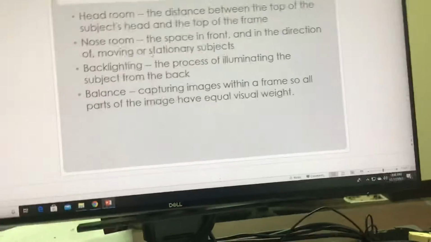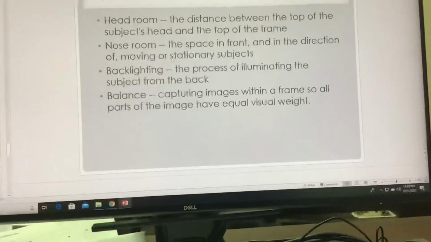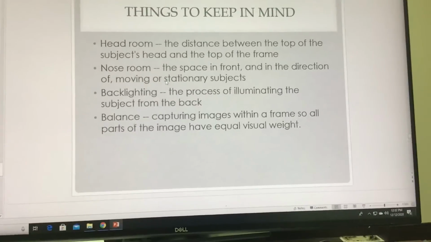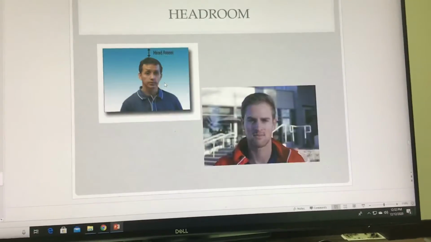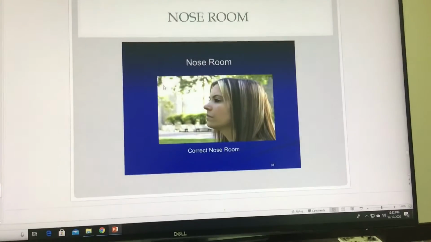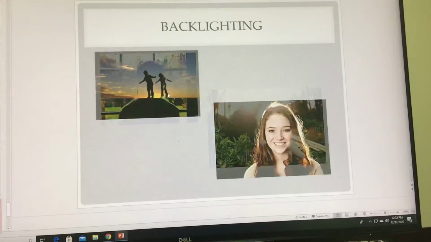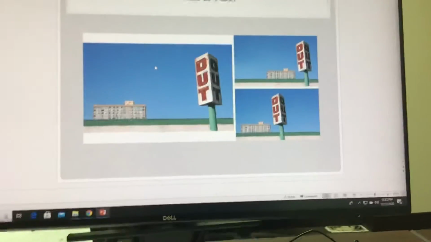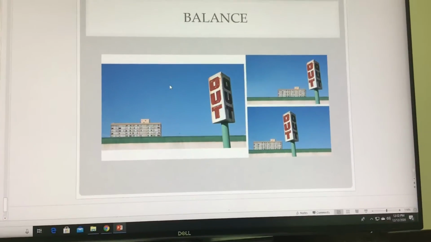Balance. Remember, we talked about balance, and it's capturing images within a frame so that all parts of the image have equal visual weight. And remember, we talked a little bit about how balance is kind of hard to identify. When we showed you the pictures that we used for balance, a lot of people had a hard time identifying which one it was.